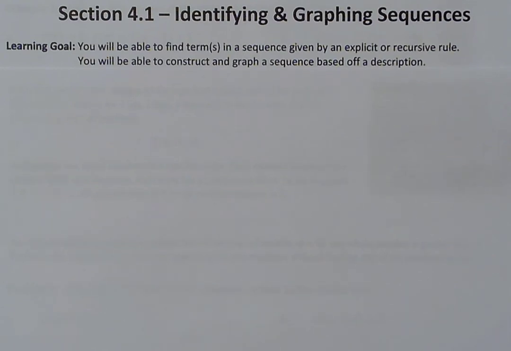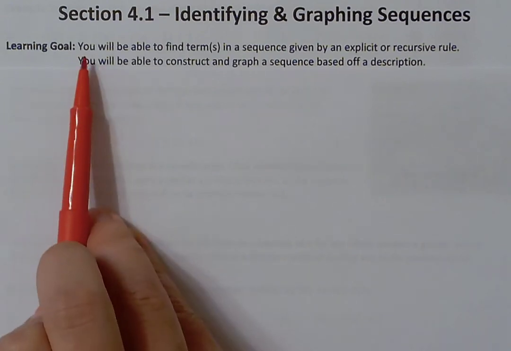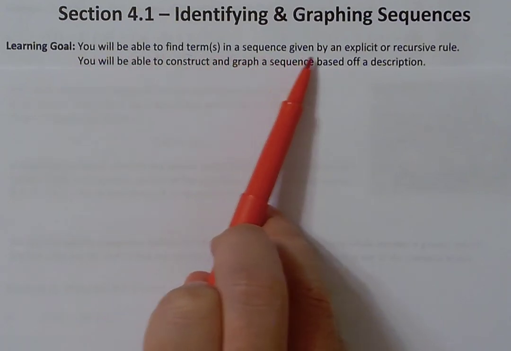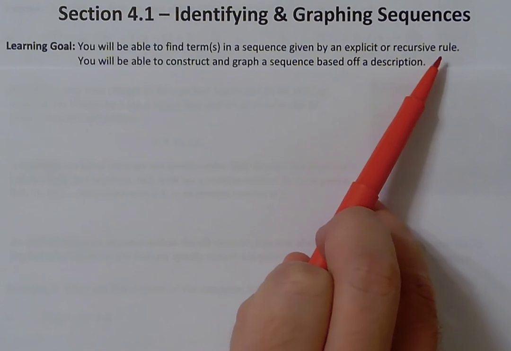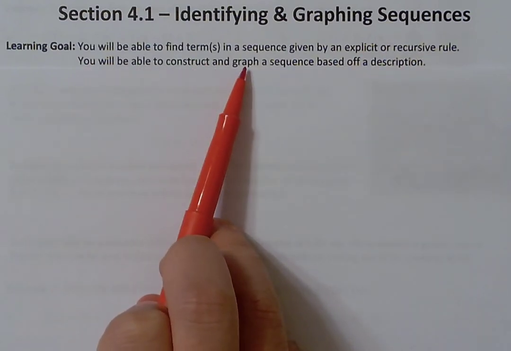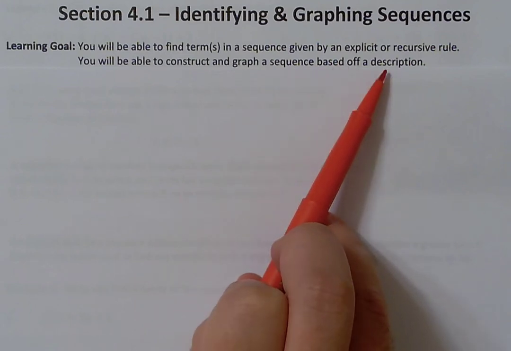For today's lesson, we're going to be taking a look at section 4.1, which has to do with identifying and graphing sequences. Now, for today's lesson, we have two learning goals. Our first learning goal is you will be able to find terms in a sequence given by an explicit or recursive rule. And you will be able to construct and graph a sequence based off a description.